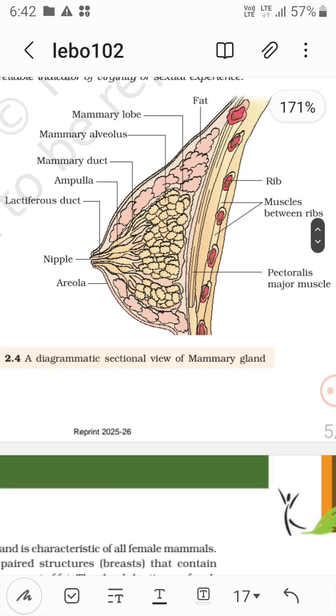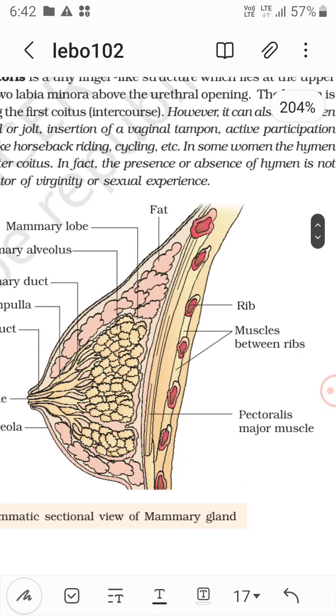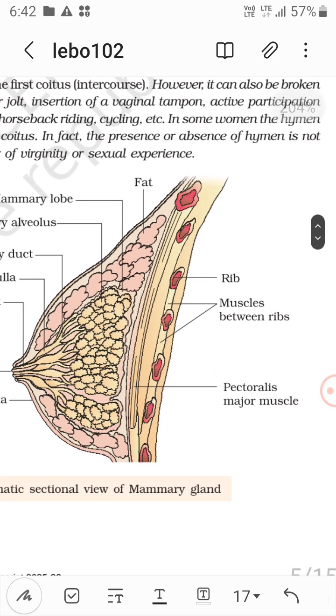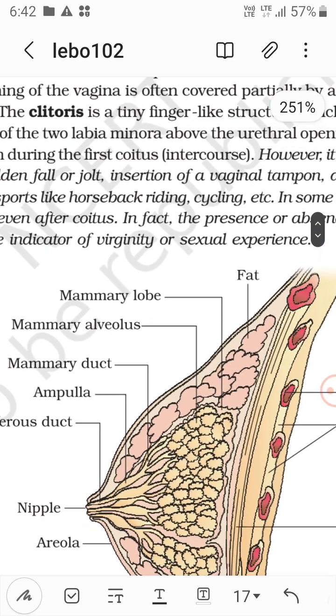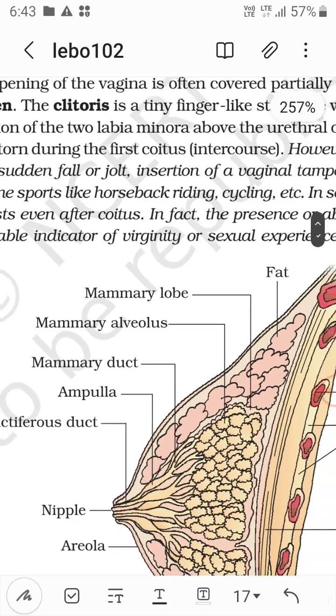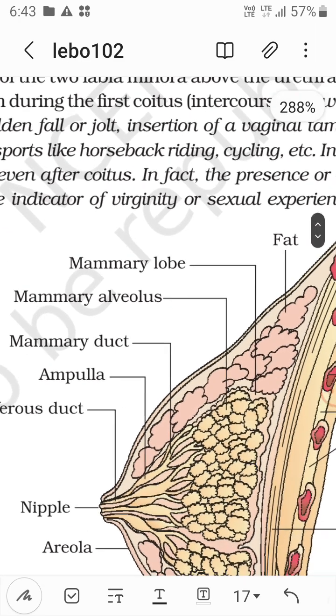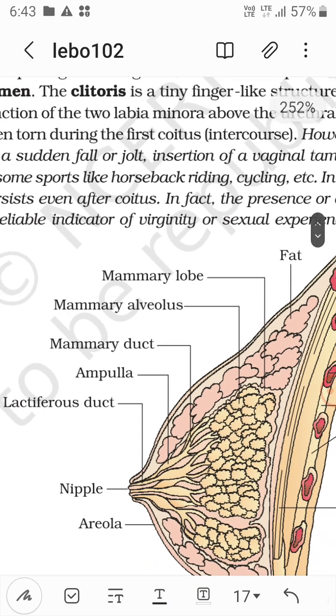This is a diagrammatic sectional view of the mammary gland. As you can see, there are ribs, muscles between the ribs, and the pectoralis major muscle. Then there is fat, then the mammary lobe. The mammary lobe has mammary alveoli, and the alveoli have the mammary duct. The mammary duct opens into the ampulla.